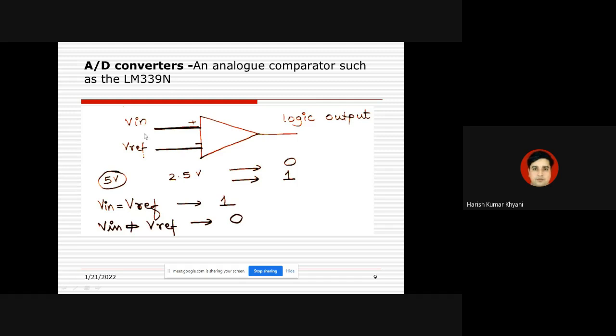The concept is, if your input is 2.5 volt, which is less than the reference, then the logic output will be 0. And when this V input is equal to 5 volt, then only we will be getting 1. So in this way we can say that when the input voltage is equal to the reference voltage, our logic output will be 1, whereas when the input signal is not equal to V reference, the logic output would be 0. So in this way, the analog signal is converted into digitized form, right? That is binary coding.